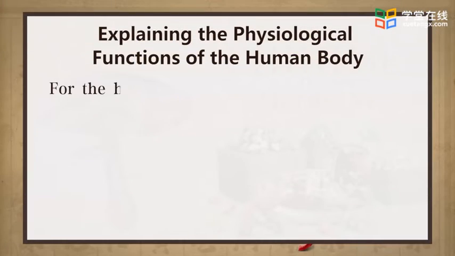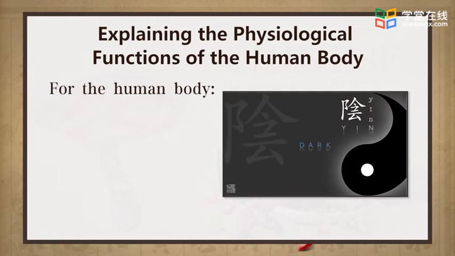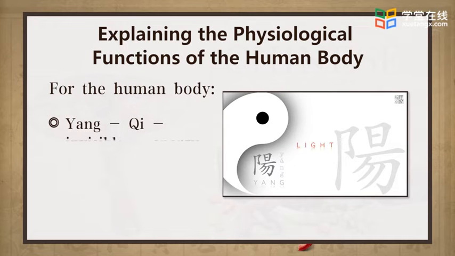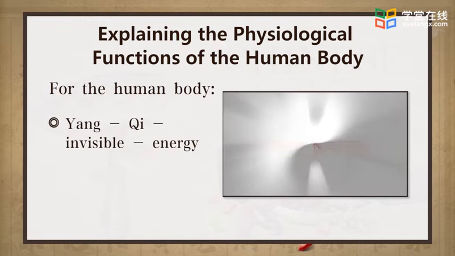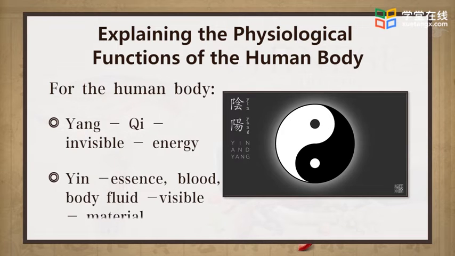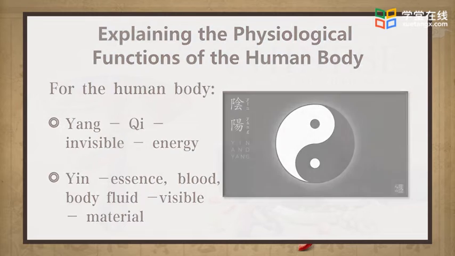For explaining the physiological functions of the human body, according to the yin-yang theory, our human body includes qi, essence, blood, and body fluid. Among all the four basic materials, qi belongs to yang because it's invisible and active, with much more energy, while essence, blood, and body fluid belong to yin because they are visible and inactive, with less energy.